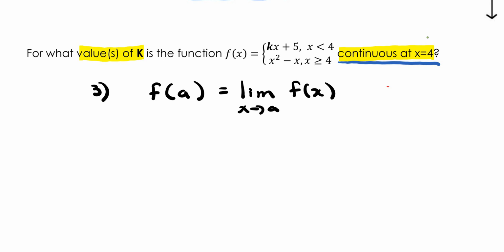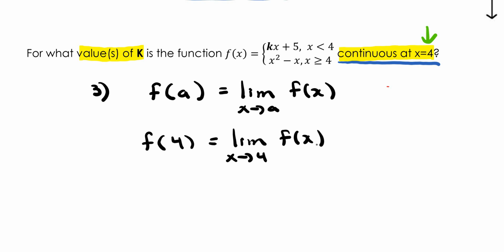Okay, so our a value is given to us as always, which is 4. So if I write this in, I get f of 4 equals the limit as x approaches 4 of f of x. Okay, so let's go ahead and figure this out here. What is f of 4?